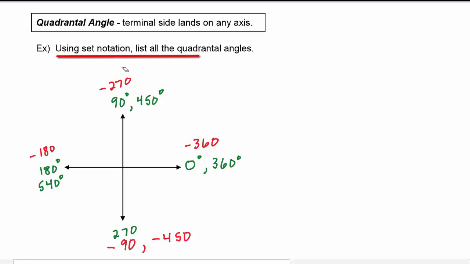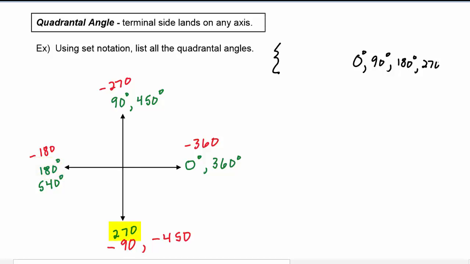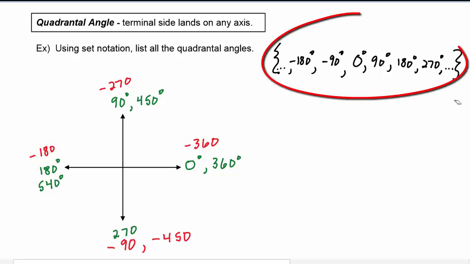So we'll use set notation to list all the quadrantal angles. I'll start kind of in the 0 position here. It might be easier for you to see. From 0 degrees, we would go 90, 180 degrees, 270, and then we can say etc. And then going in the negative direction, we would have negative 90, negative 180, and then etc. So this infinite set here lists all the quadrantal angles.